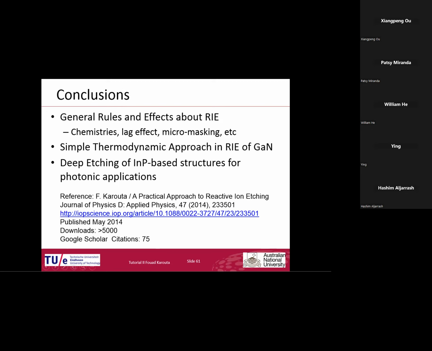So that brings me to the end. In conclusion, briefly, I showed you some general rules and effects about reactive ion etching, about the role of chemistry, lag effect, micromasking, loading effect, a simple thermodynamic approach, looking at dissociation enthalpy and boiling point of etching products, and then deep etching of indium phosphide and its use for photonic applications. And basically, this paper covers much of this presentation. That was more like a tutorial paper I published in 2014.